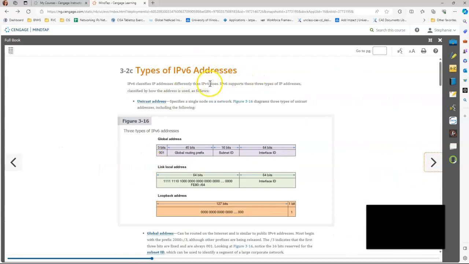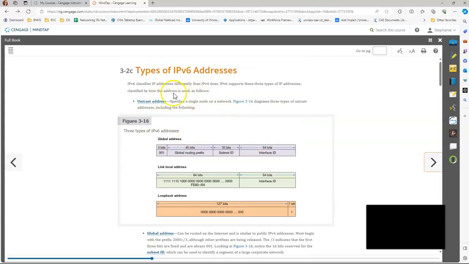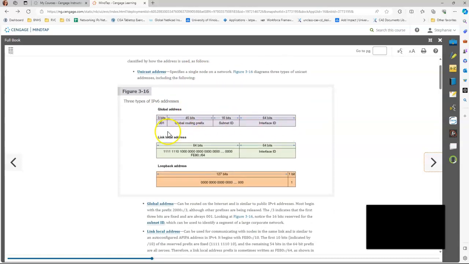So we have, and it'll be explained a little bit more here, because we'll talk about unicast address, global address, the link local address, and kind of how those are configured. So we do have our different IPv6 addresses. We have a unicast address, and that is a single node on a network. The unicast addresses can have the first 64 bits be link local, and the last 64 bits be the interface ID. So we have FE80::/64, and that /64 is our CIDR notation.